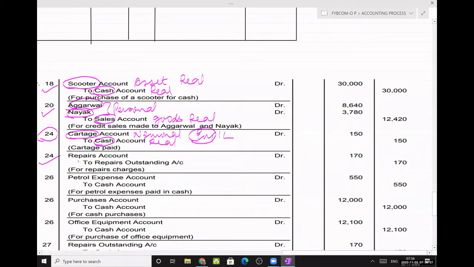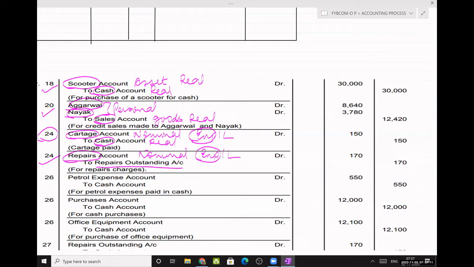Okay, so repairs. So what is repairs? Nominal. The rule for nominal is debit expense or loss, and repairs is what? It is not a loss, it's an expense. Repair and maintenance is an expense in connection to maintenance of the fixed asset. And not yet paid means repairs is outstanding. It is not yet paid, so repairs is outstanding.